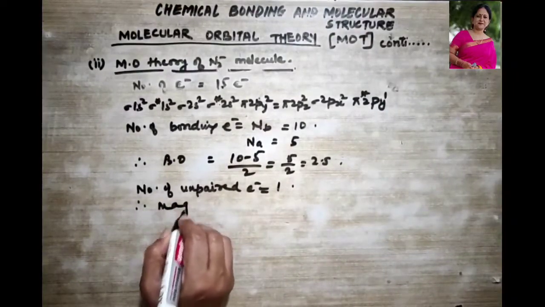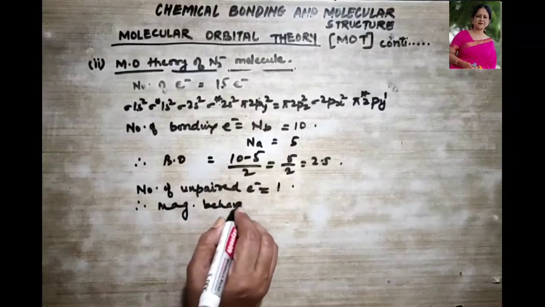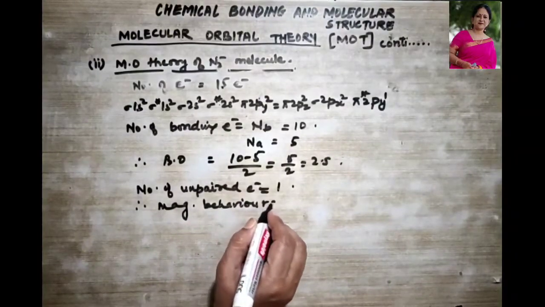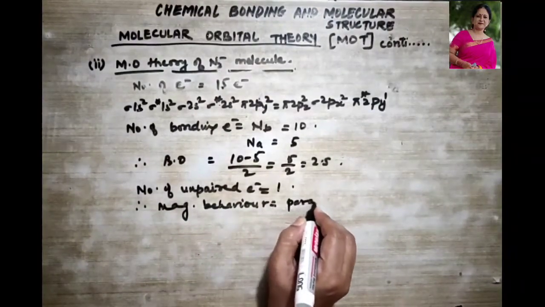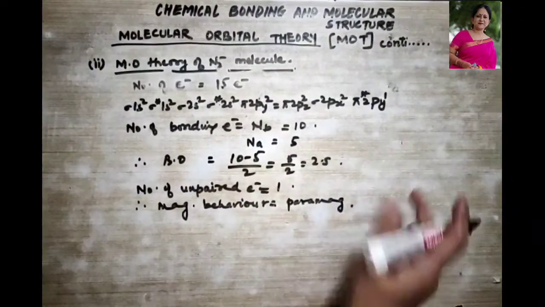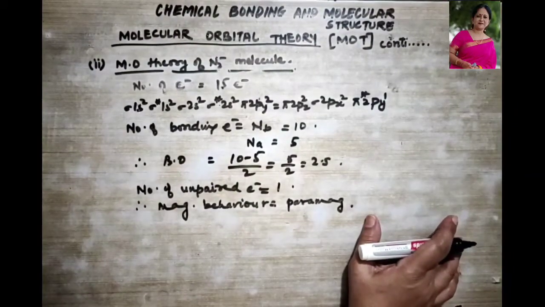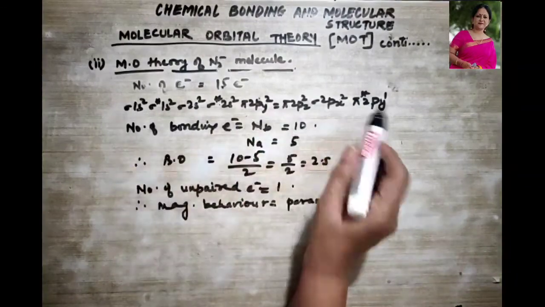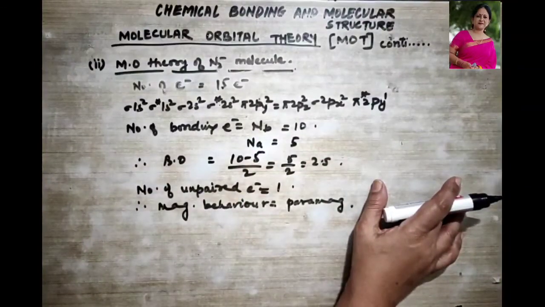Therefore, magnetic behavior, it is paramagnetic. Now, how to draw the molecular orbital diagram? I hope by seeing this you will be able to draw it.